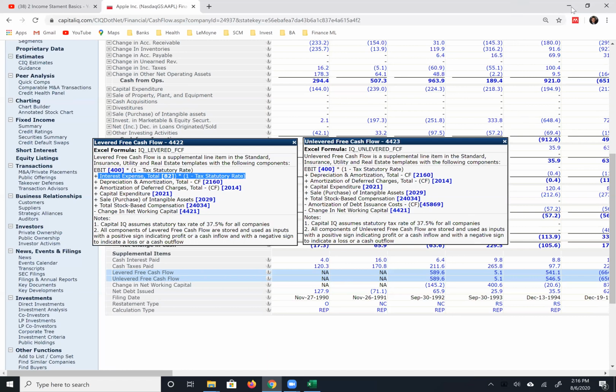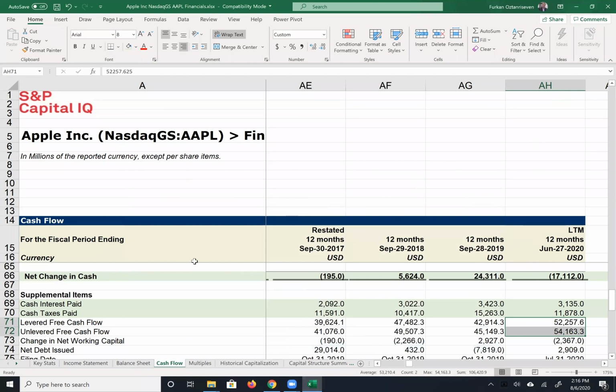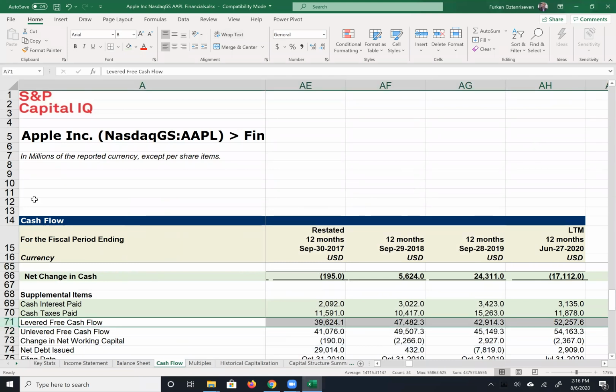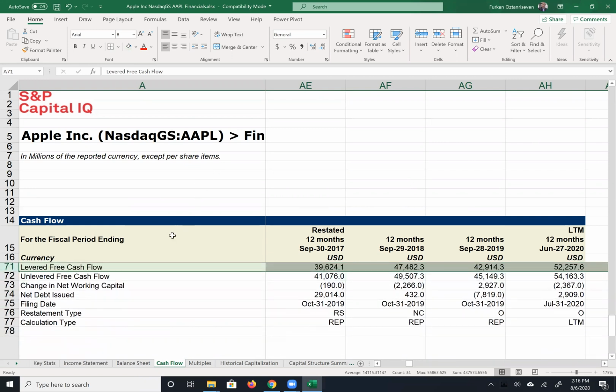Okay, let's say we assume that we want to use levered free cash flow. You can see here it's $52.2 billion. And yeah, that's pretty much it.